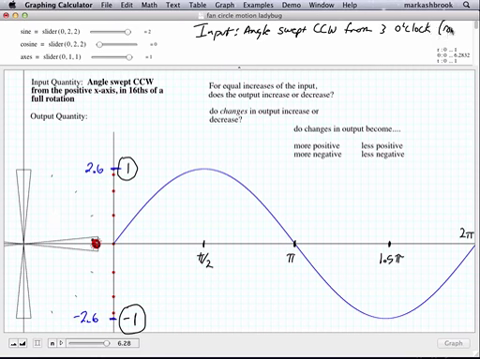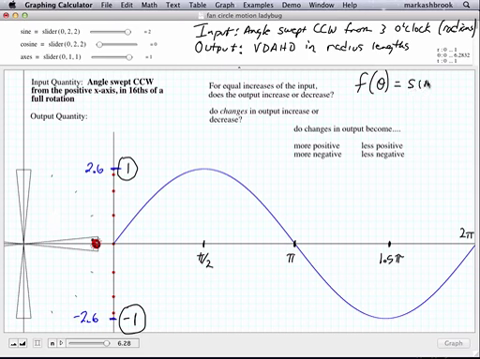Okay, in radians. And the output is our vertical distance above the horizontal diameter in, what did we say? Radius lengths. So when you have those exact input and output, angle swept counterclockwise from 3 o'clock, and vertical distance above the horizontal diameter in radius lengths, you get a very special, important function. Anyone know what it is? This is what the sine function is.